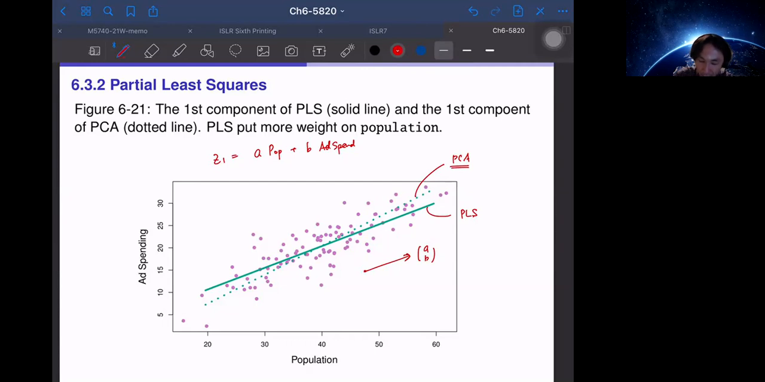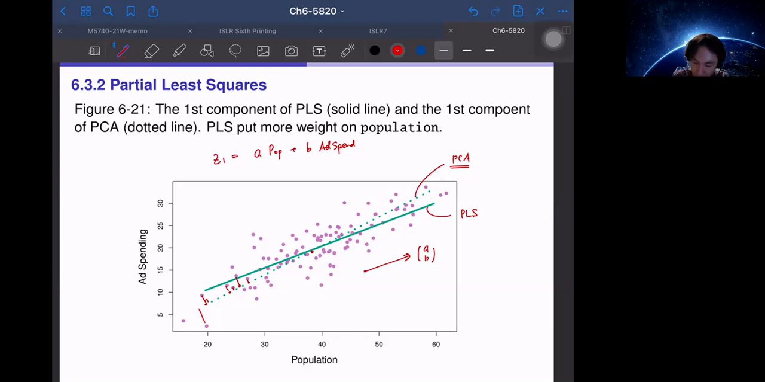The dotted line direction maximizes the variance of the projected data points. Maybe the center is around here. If all observations are projected to this line, basically the variance is maximized. That means this direction, a times population plus b times advertising spending, has the most information out of these two variables. But for PLS, we also consider how useful the variable is.